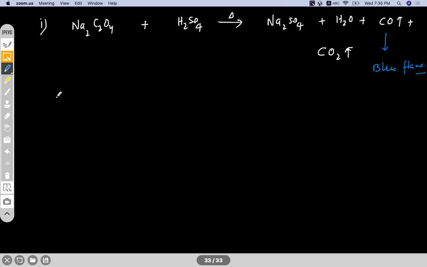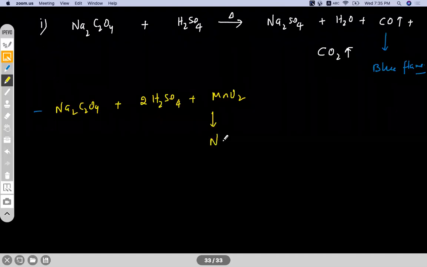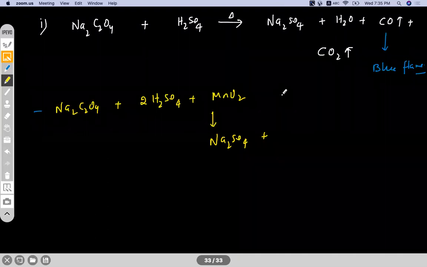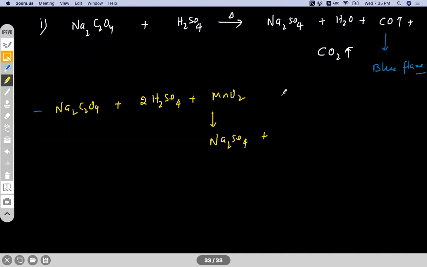So if you have this Na2C2O4 and mix it with H2SO4 and MnO2, manganese dioxide, it converts into Na2SO4 plus MnSO4 plus H2O plus CO2.